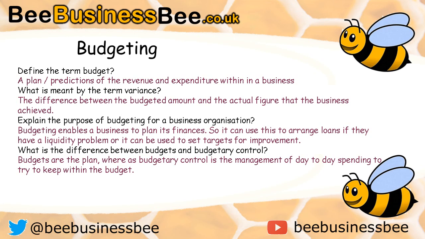The purpose of budgeting is it enables a business to plan its finances. So it could arrange loans if they need them, if they had a cash flow problem or a liquidity problem. Or they could be used to set targets. The difference between budgets and budgetary control? Well, the budget is the plan, whereas budgetary control is the management of your expenditure on a day-to-day basis. So ensuring that you actually stay within the plan, the budget that you set, and adjusting the figures to ensure you hit these targets. So budgetary control is the actual day-to-day management, whereas the budgeting part is the plan.